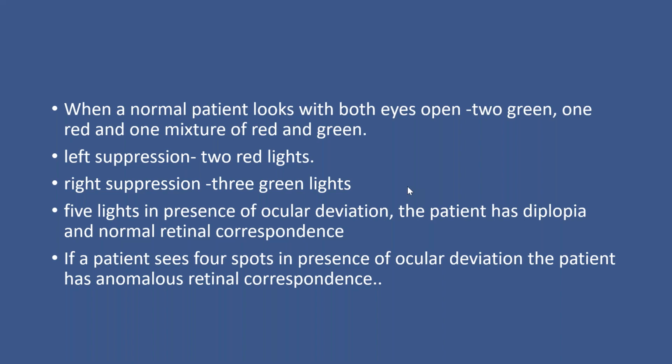That is, when the patient has an ocular deviation, he'll be able to see five lights. And if a patient has an ocular deviation but anomalous retinal correspondence, that means now the foveal and the extrafoveal point are anomalously corresponding, whereas normally they shouldn't have been corresponding points. But now, because there's an anomaly, they are corresponding. So the patient is not able to appreciate that extra fifth image. Now he's only seeing four spots, even though there's an ocular deviation present. Correct? Has everyone understood?